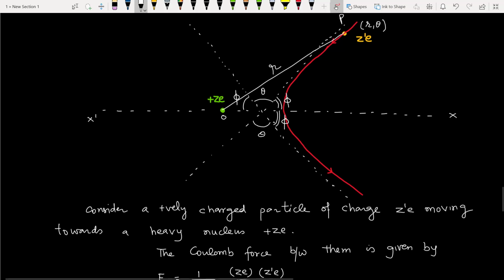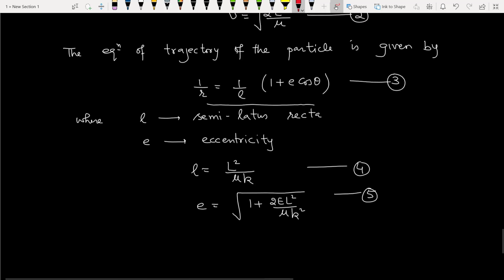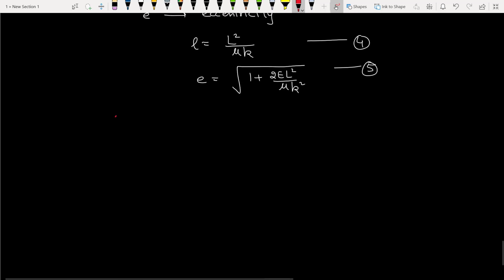So now we draw a perpendicular on the asymptote here, and we mark this as N, and this ON is equal to b. So this is the perpendicular distance, or we can say impact parameter. So ON, we assume it equal to b, and it is the impact parameter of scattering.